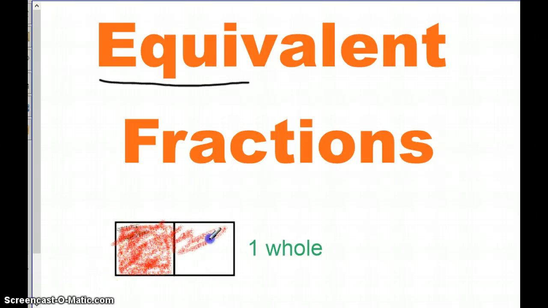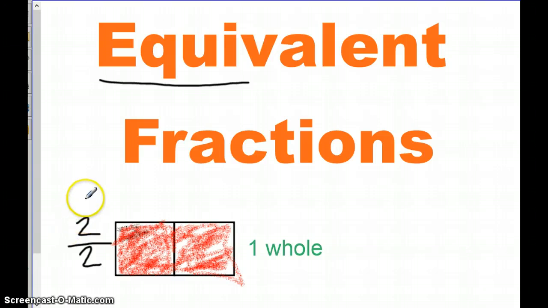Well, if I decide to shade the other half, then I have now shaded two out of two parts. So this fraction would be represented as two halves. Well, we see that the exact same amount of space has been shaded. So that lets us know that two halves is equal to one whole.